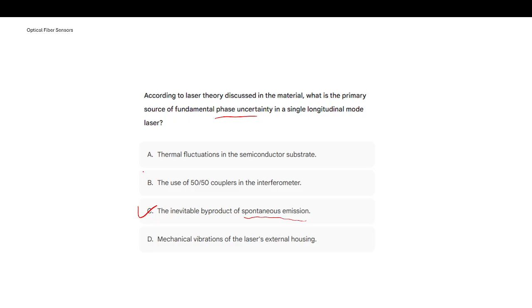Okay, so this is not correct. 50-50 coupler for interferometer, thermal fluctuation in a semiconductor substrate, this is not correct. Mechanical vibrations of the laser's external housing, this is also not correct.